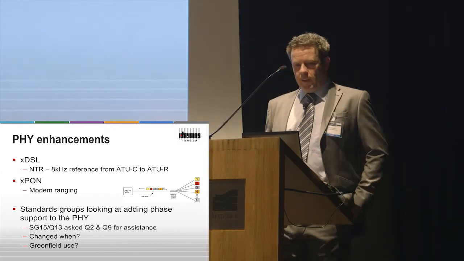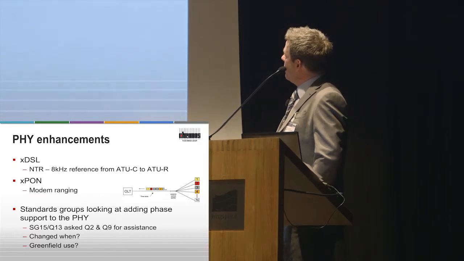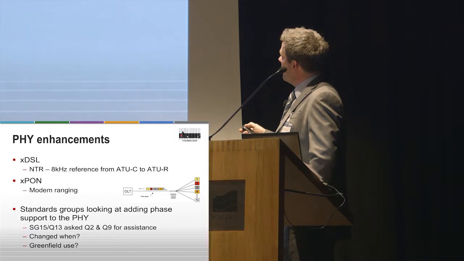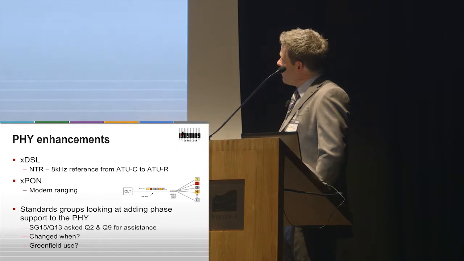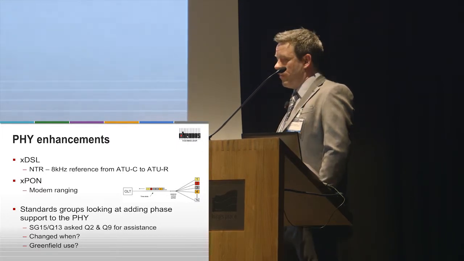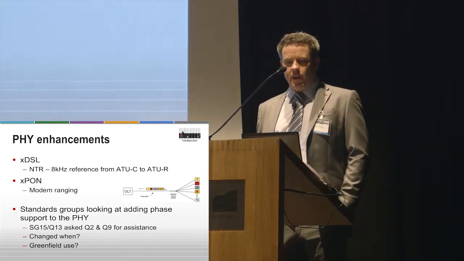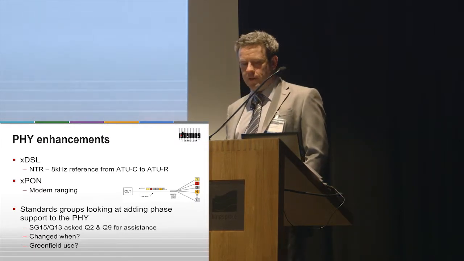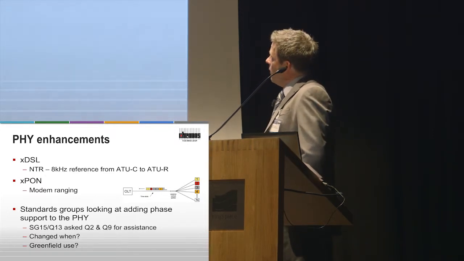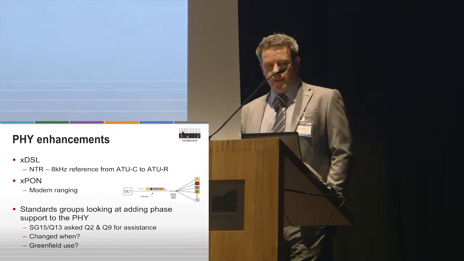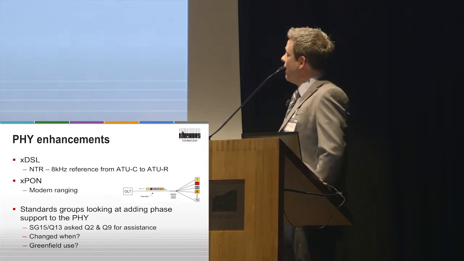DSL has always had within it, so the ATU-C is the central office part of the DSL modem. The ATU-R is the remote end, so that's the subscriber end. It has always had an 8 kilohertz reference clock, this NTR, network timing reference, that's within the system, but it's never been passed out to the user. It's never been used. I think some vendors have had proprietary systems where they could effectively use it to carry E1s over DSL. But it's not much of a step forward to be able to then apply phase markers to some of these 8 kilohertz subframes and get phase to the edge of the network.